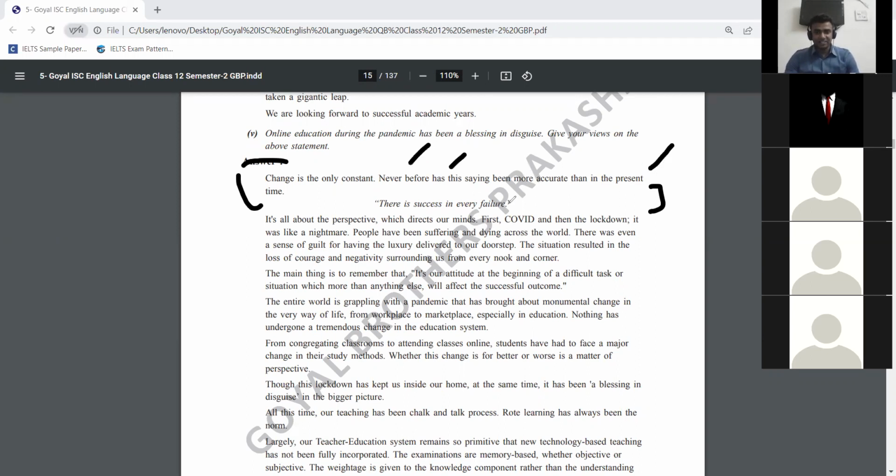Never before has this saying been more accurate than in the present time. There is success in every failure. Oh, amazing. Look at the first sentence and look at this quotation in double inverted commas. Amazing.